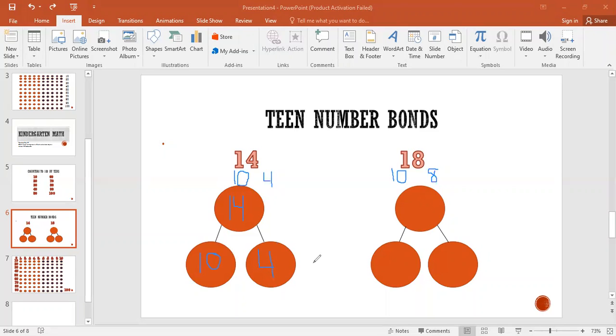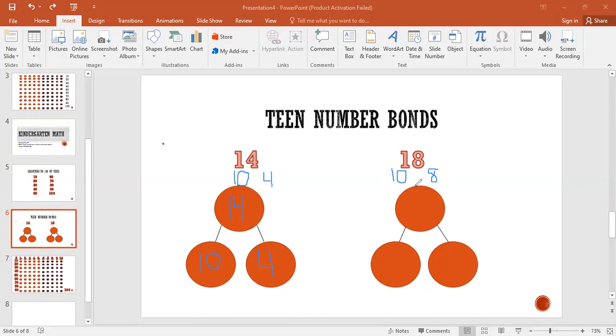Give yourself a woot woot if that is what you had for this first number bond. 14 is broken up into 10 and 4. Say that with me. 14 can be broken up into 10 ones and 4 ones. Okay, we have the number 18 right here. 1, 8. 18 is broken up into 10 ones and 8 ones.